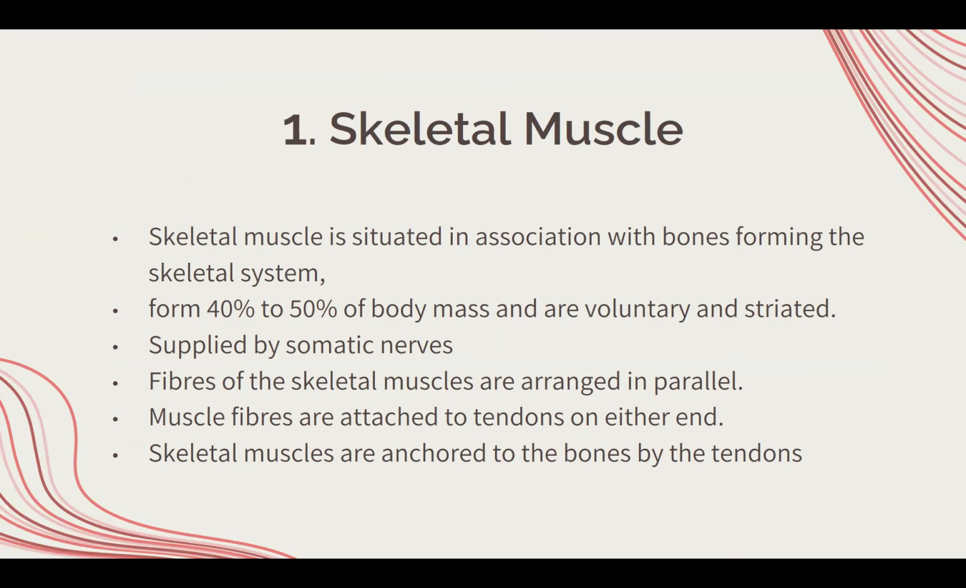Skeletal muscle is usually situated in association with bones, which form the skeletal system. It forms 40 to 50% of body mass, and it is voluntary. As we talked about previously, it can be controlled by our own will, and it is striated. It has cross striations, and it is supplied by somatic nerves. That's why it has voluntary control. The fibers of skeletal muscles are arranged in parallel. They are not branched, and muscle fibers are attached to tendons on either end. Skeletal muscles are anchored to the bones by the tendons.